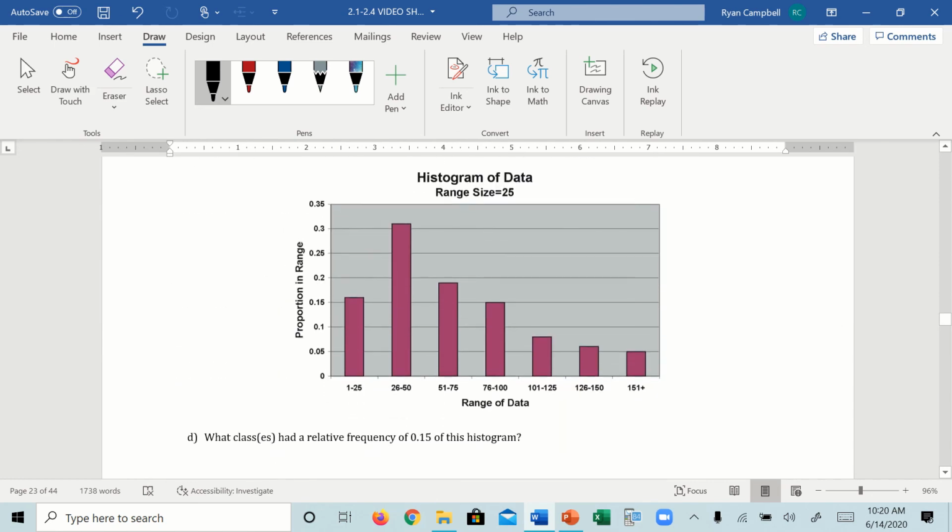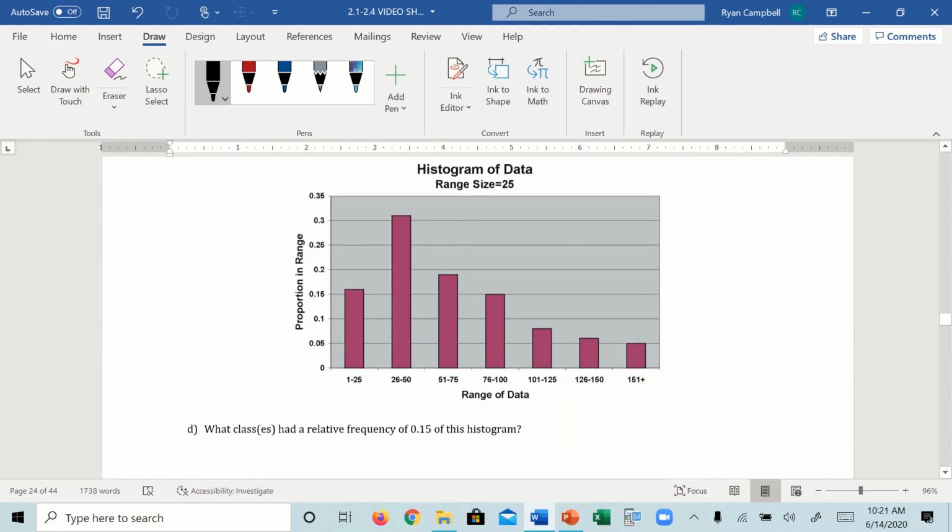So part D for this histogram, what class or classes had a relative frequency of 0.15? So we can see that this definitely is not 0.15, right? It's a little over 0.15. So the only one that has 0.15 in this histogram is 76 to 100.